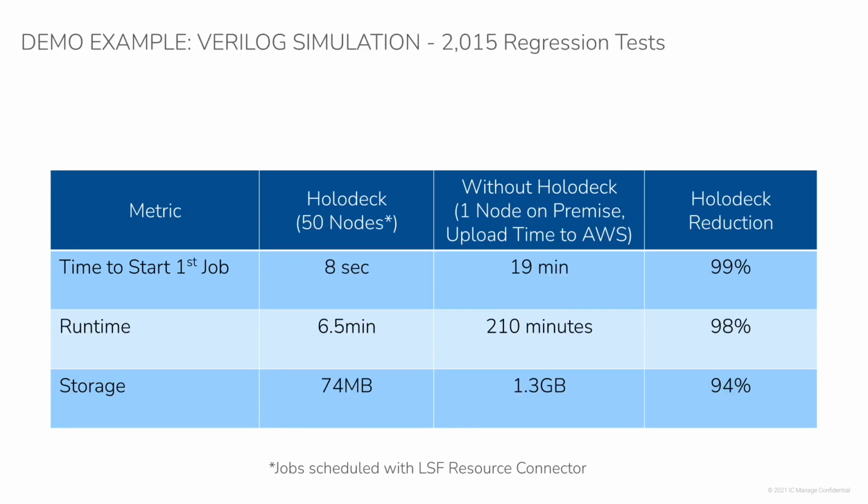For use cases where we want to run thousands of jobs, we leverage the IBM LSF Resource Connector to allow us to schedule jobs and control the cloud compute instances so that we can see a linear reduction in execution time. This example shows that 50 nodes gives us 50x the throughput with jobs starting in seconds and storage savings of greater than 90%.